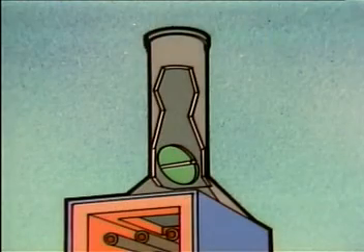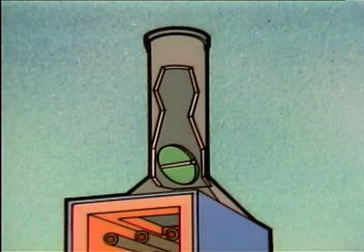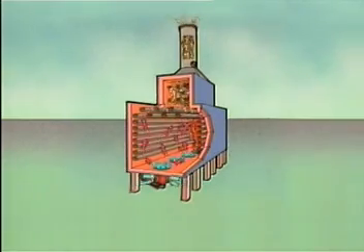In some furnaces, the draft is controlled by the position of a damper inside the stack. Changing the position of the damper makes the outlet for the combustion gases larger or smaller. As the outlet gets smaller, draft decreases. As the outlet gets larger, draft increases.